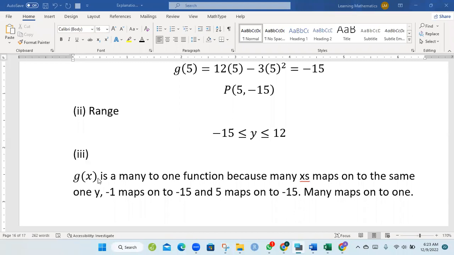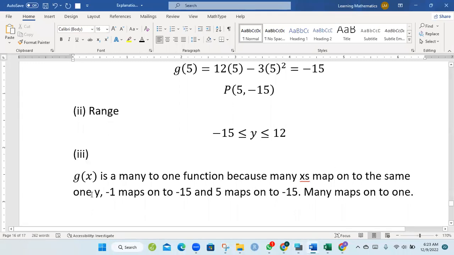So in a nutshell, g of x is a many-to-one function because many x's map onto the same one y. Minus 1 maps onto negative 15, and 5 maps onto negative 15. Many maps onto 1.